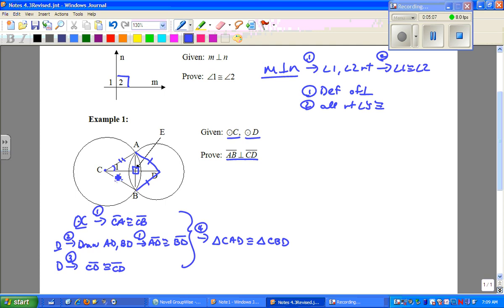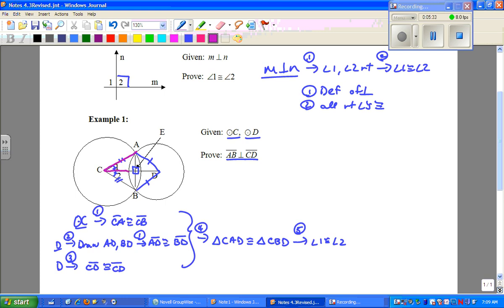Ta-da! Angles 1 and 2 are congruent. Have you found Waldo yet? So we're going to go to angle 1 congruent to angle 2 because of CPCTC, which now helps us prove the triangles. Let me highlight them in a different color.